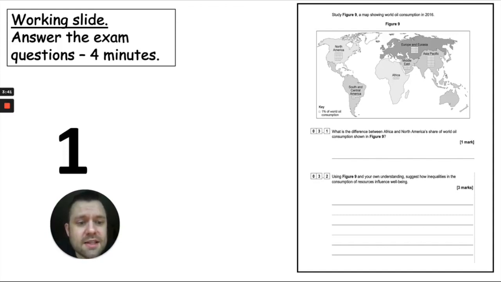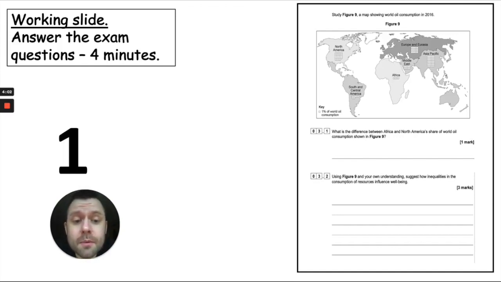Okay? It says suggest how inequalities in the consumption of resources influence well-being. Okay? Inequalities, unequal. Some people have more than others. Okay? And how can that influence well-being? So I think of quality of life, which can be linked to standard of living.